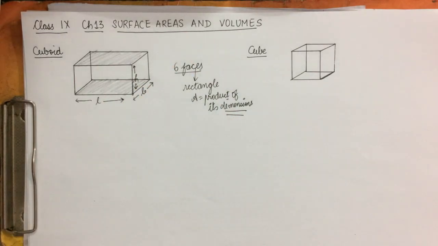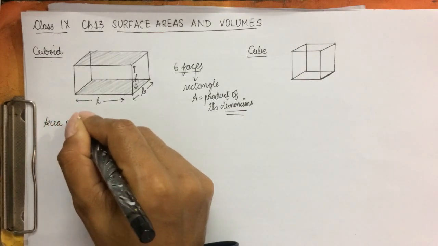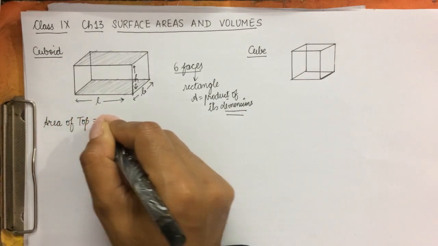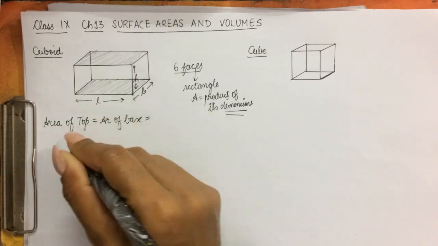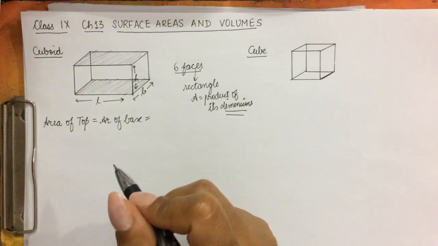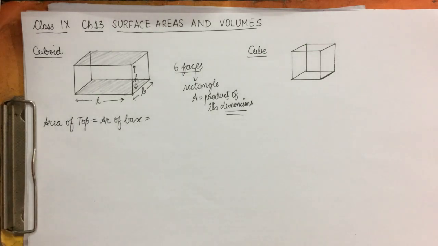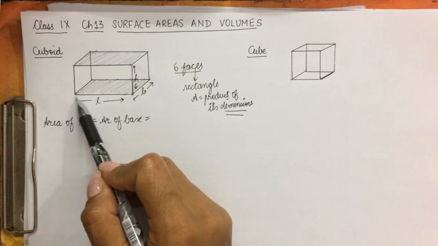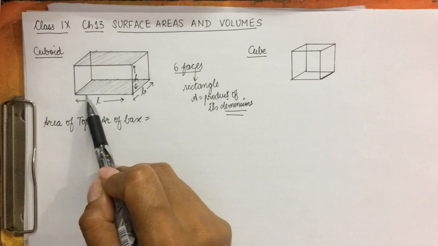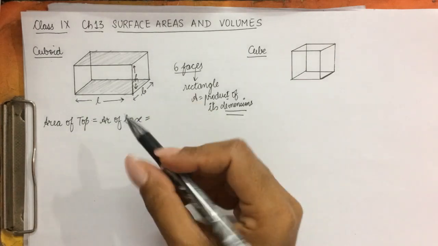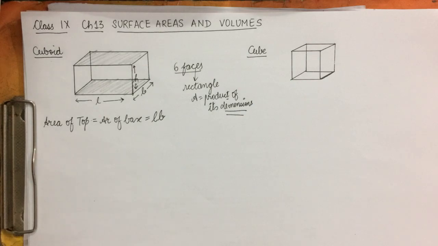Identify its dimensions. So the area of top equals the area of base, and since both of these are rectangles, the area will be given by the product of the dimensions. Observing the rectangle at the base, the dimensions are L and B, so the area will be given by the product of L and B, which is LB.